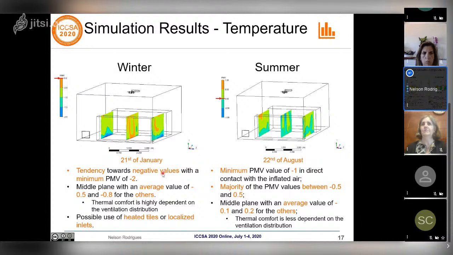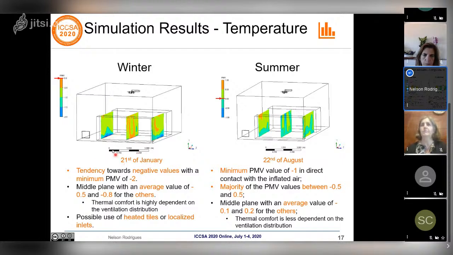At winter, we have a tendency for negative values with a minimum of -2 near the floor, which is the coldest region. But in the middle plane, we have an average value of -0.5, which is a good value. And for the other planes, we have a value of -0.8. To keep this in perspective, the ISO for thermal comfort defines that regions which are between +0.7 and -0.7 are regions where we have thermal comfort. So when you have an average of -0.8, we have achieved a region with near thermal comfort.